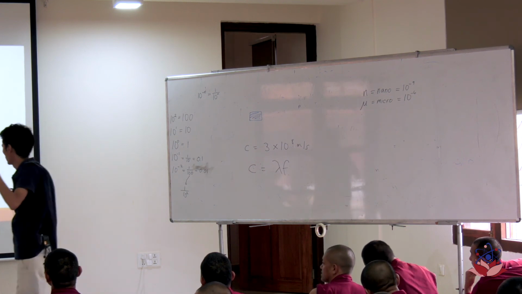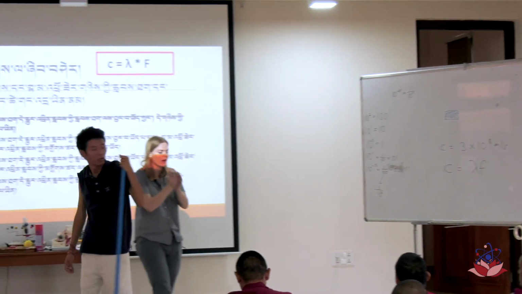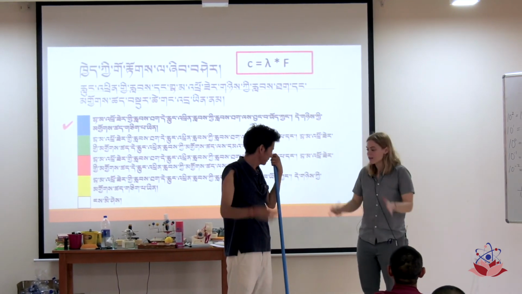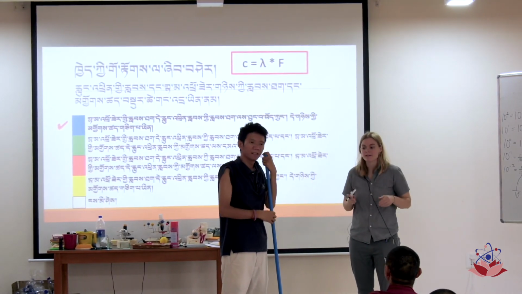And then you just have to remember that I said that radio waves are waves with wavelengths about greater than a meter, and gamma rays are rays with very, very small wavelengths.